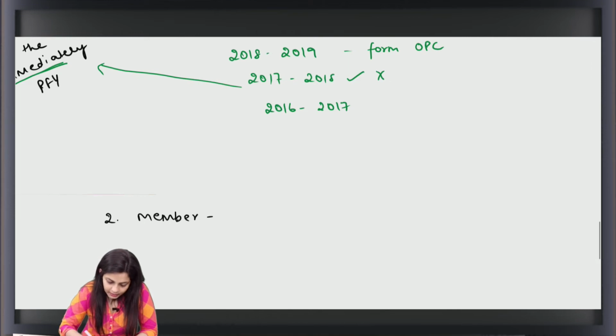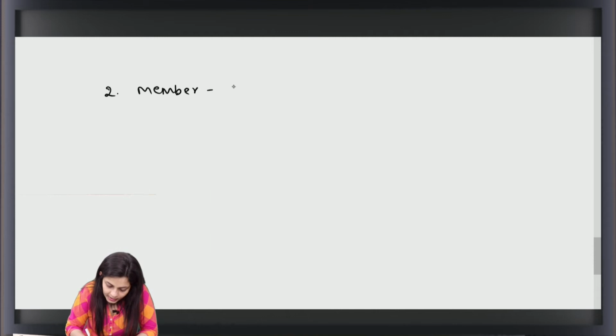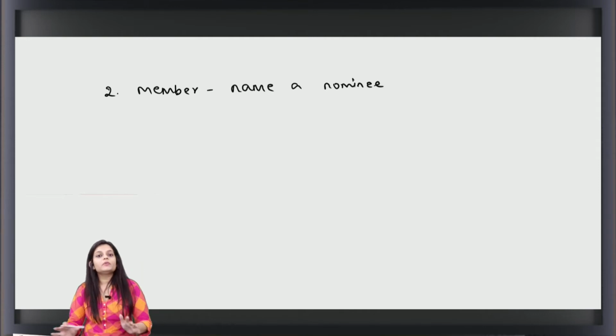So this member, what he has to do is he has to name a nominee. And what is the whole purpose of this nominee? If something happens to this member, बोले तो this member dies or this member is incapacitated, पागल हो गया, lunatic. So in that case, this nominee shall become the member.